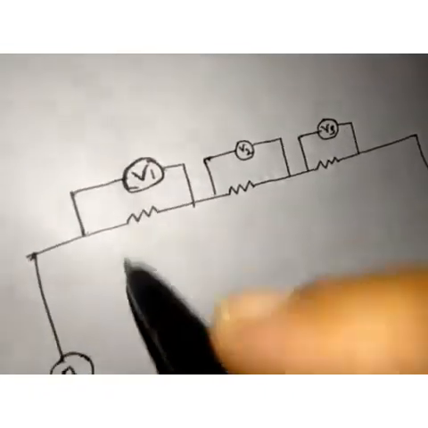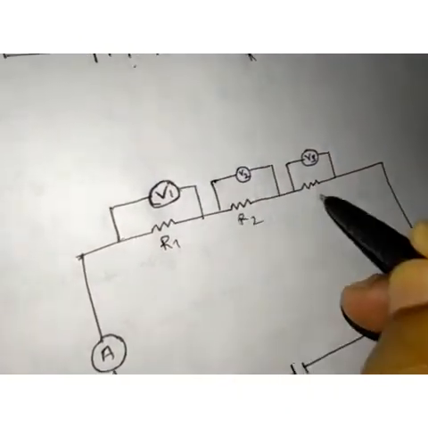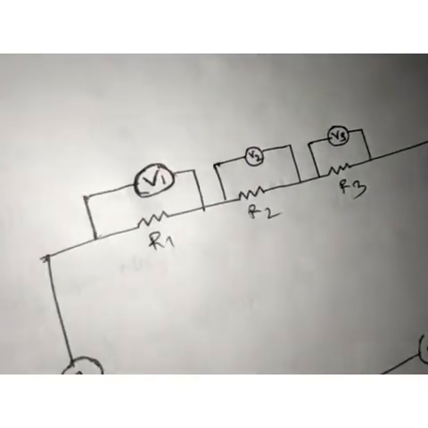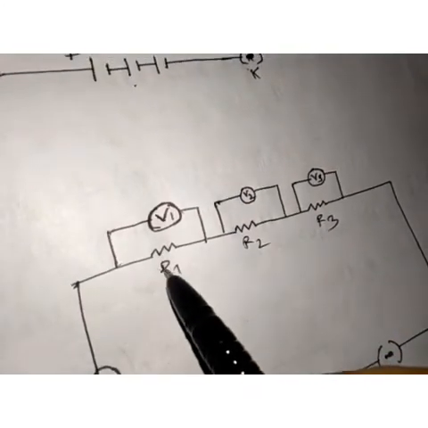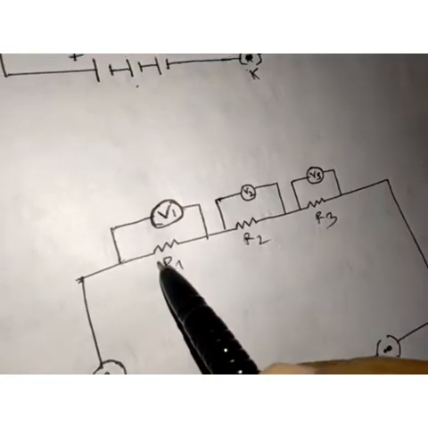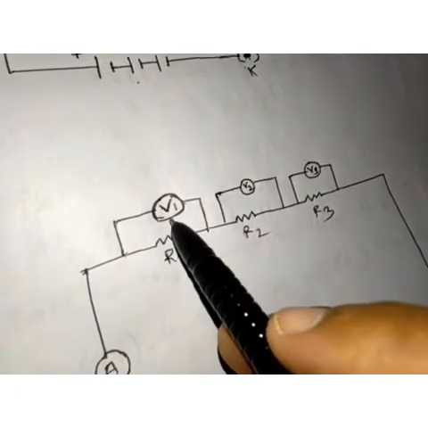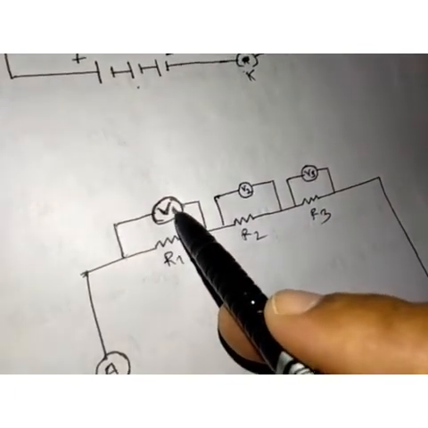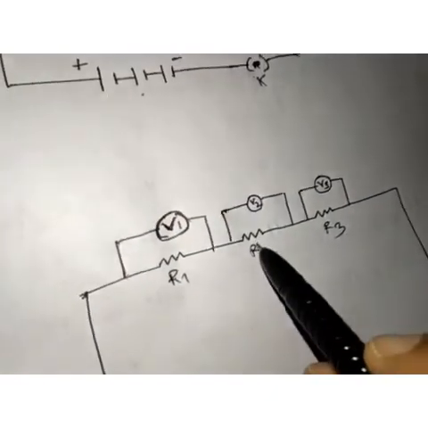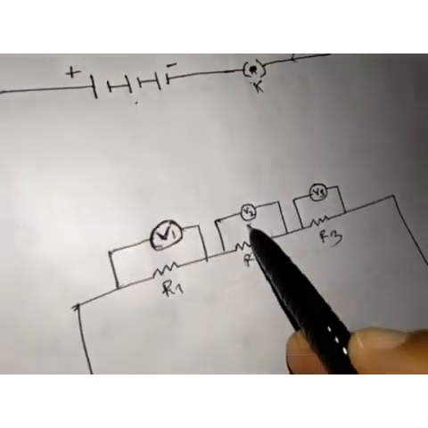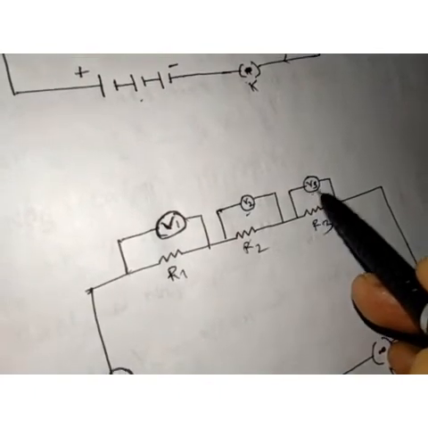Look here, this is resistor R1, this is resistor R2 and this is resistor R3. Then how much potential difference is there on resistor R1? Suppose V1, okay, the potential difference is V1 on resistor R1. On resistor R2, suppose V2 is there, and on R3, suppose the potential difference is V3.